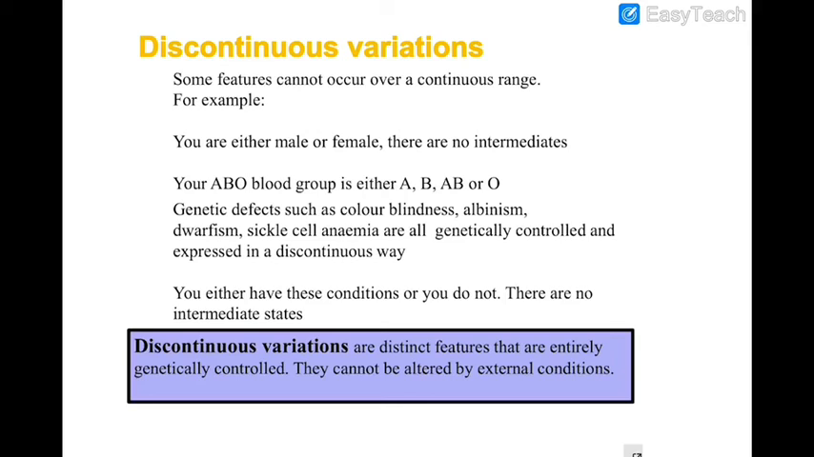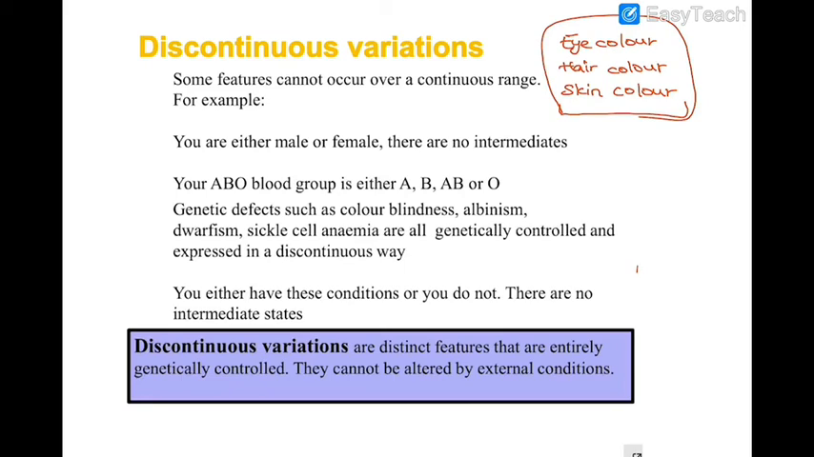Other examples of discontinuous variations include eye color, hair color, and skin color. While there is a lot of different options for eye color, hair color, or skin color, there is not an infinite range of these characteristics. There is a limited number of eye color, there is a limited number of natural hair color, and a limited number of natural skin color. So these are examples of discontinuous variations.